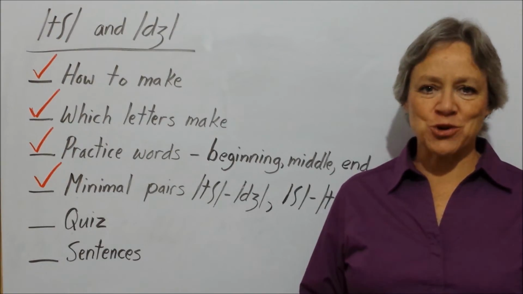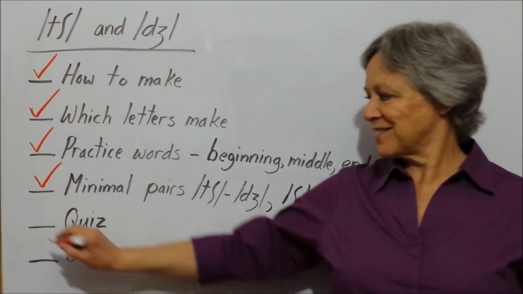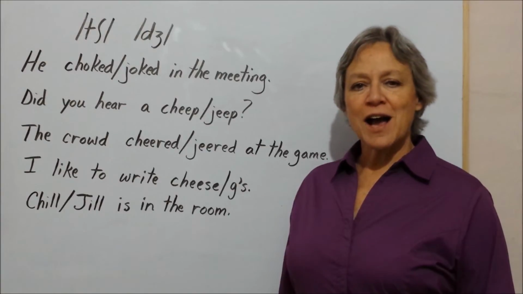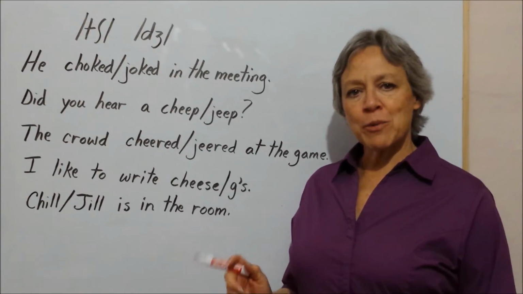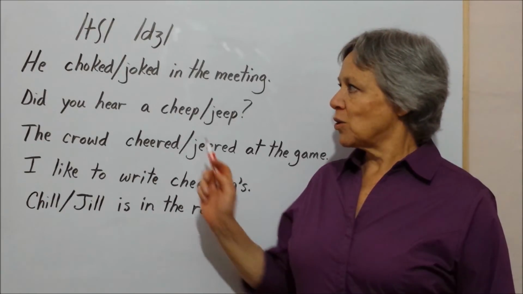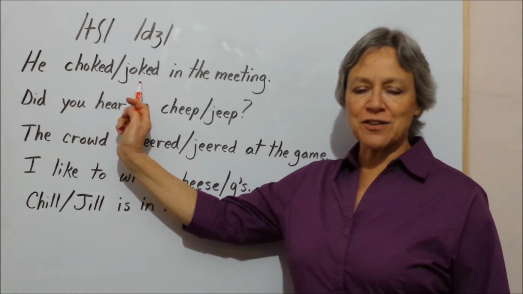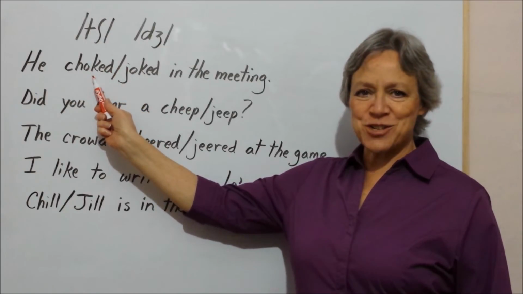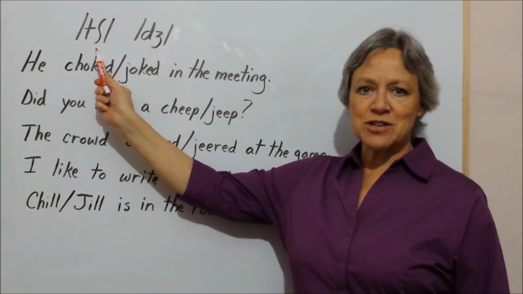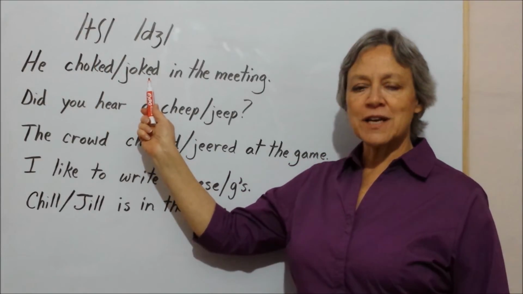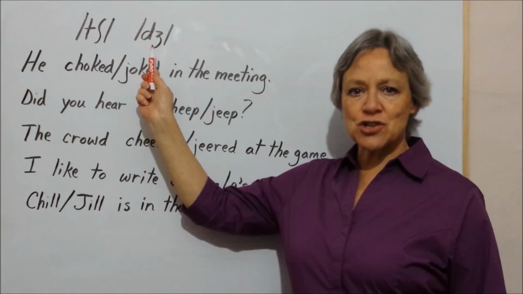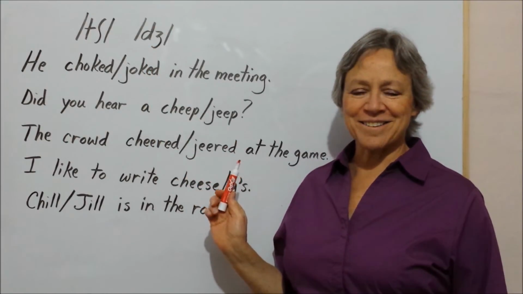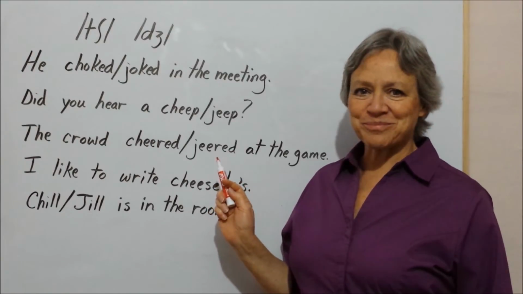Now it's time for a short quiz. In this quiz, I will be reading some short sentences, and I would like you to try to decide which of the two words in a pair that I say. The first word in each pair begins with the ch sound, and the second word in each pair begins with the j sound. So please listen and decide which word I say, okay? Here we go.